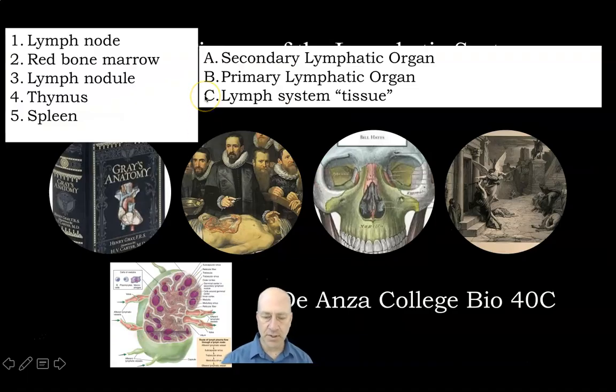All right, so let's get to work. This is super simple. The lymph node is a secondary. The red marrow is a primary. The lymph nodule is just simply called lymph system tissue. Thymus is a primary, and spleen is a secondary. Couldn't be any quicker there, could we?